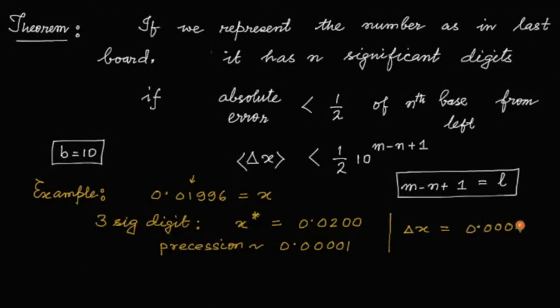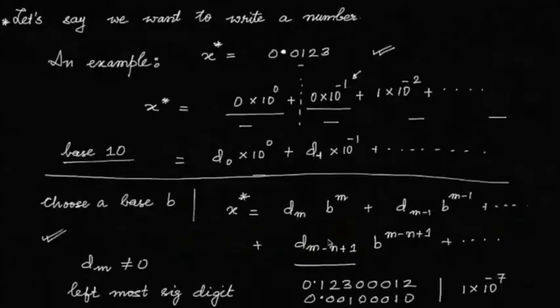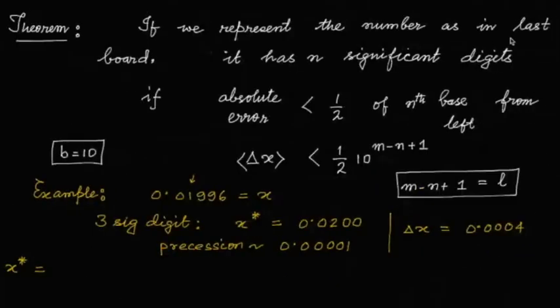Zero point zero four. Right. So this is the delta x. All right. Now, if I had to write this number, x star, let me write this number in this representation, in this way, because remember that is what I have to do. That's the first line I have written in the theorem. So how will I write this number? What should I start with? Somebody.